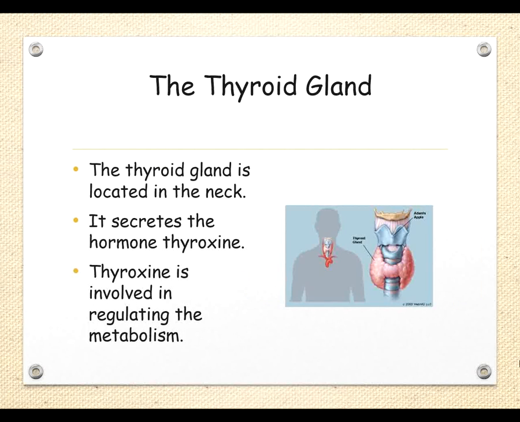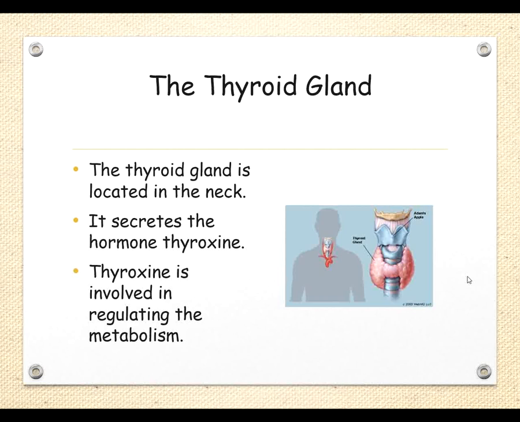Now, your thyroid gland sits in your neck. It's located just below your voice box, your Adam's apple at the top here, right at the top of the trachea. Its main job is to secrete the hormone thyroxine, which is heavily involved in your metabolism. It regulates the speed of your metabolism, and your metabolism is how swiftly your cells carry out chemical reactions.